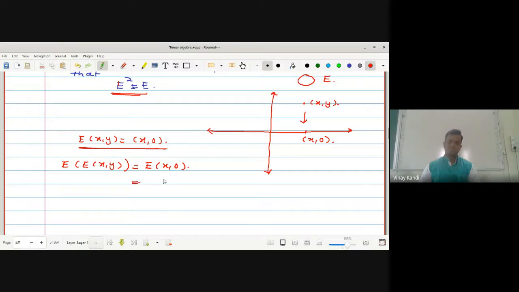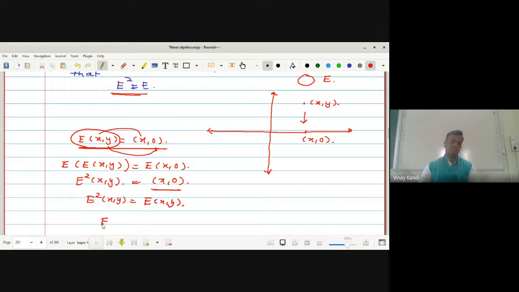What is E of x0? E of xy का x कोऑर्डिनेट तसाच राहतोय, y कोऑर्डिनेट 0 होतोय. इथे x कोऑर्डिनेट हा असाच राहील, y कोऑर्डिनेट 0 आहे. ओके, सो आणि हा काय येईल? E square of xy. Hence E square of xy, this is nothing but E of xy.